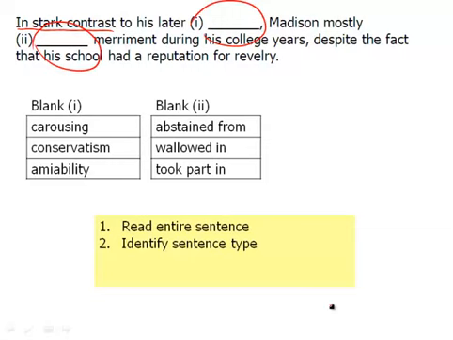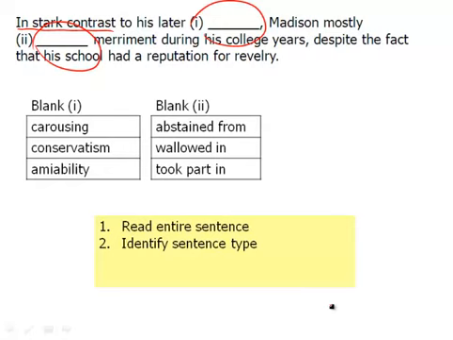So in stark contrast to his later fun guyness, again, I'm making up my own words here, Madison mostly avoided merriment. Or in stark contrast to his later crazy guyness, Madison mostly, or actually crazy guy and fun guy is the same thing, so I take that back. In stark contrast to his not such a fun guy, Madison mostly invited merriment. So the point is these two blanks are opposite. That's great. We know the relationship between these two blanks, but how do you know which one is which?